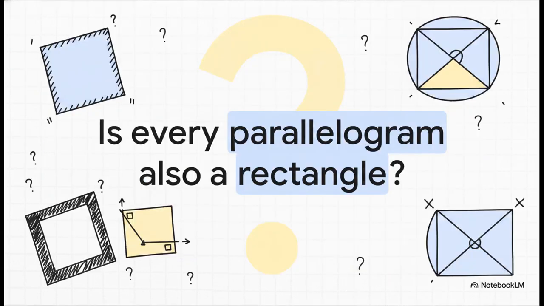So I want to leave you with this final provocative thought. If we just mathematically proved that a rectangle is a parallelogram simply because its opposite sides are parallel, does that mean every parallelogram is also a rectangle? Think about what happens when those nice, neat 90-degree corners start to tilt.